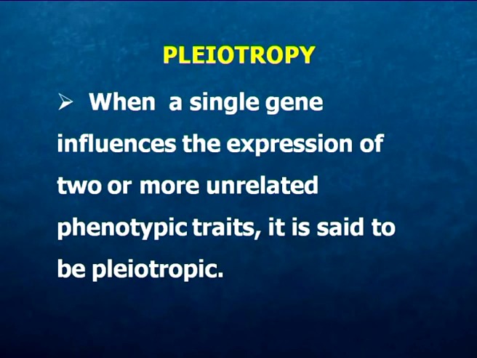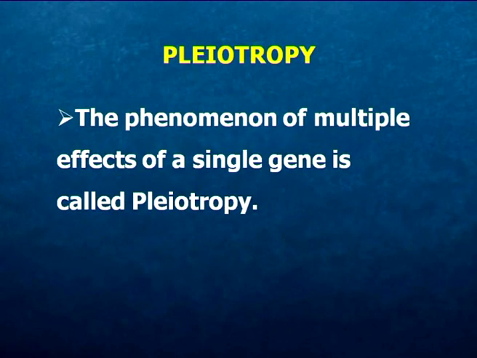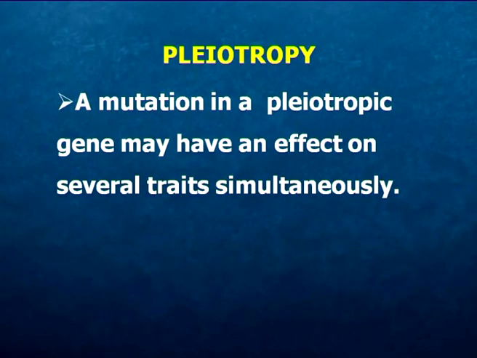Now, when a single gene influences the expression of two or more unrelated phenotypic traits, it is said to be pleiotropic. That means a pleiotropic gene is a gene with multiple phenotypic effects. Now, the phenomenon of multiple effects of a single gene is called pleiotropy. A mutation in a pleiotropic gene may have an effect on several traits simultaneously.